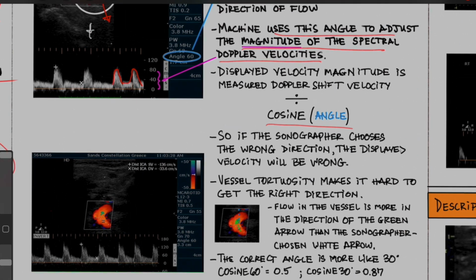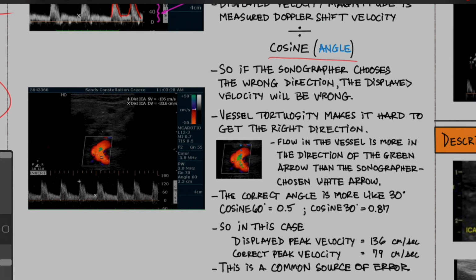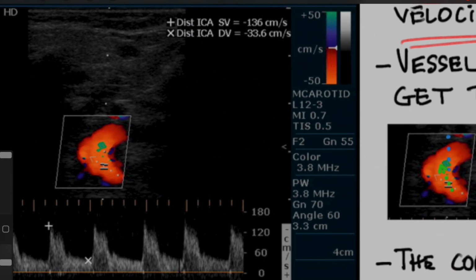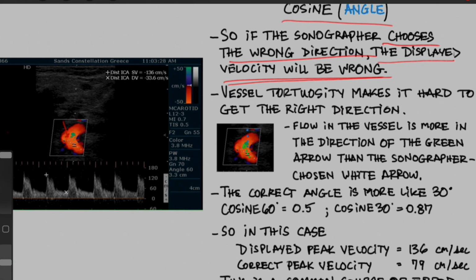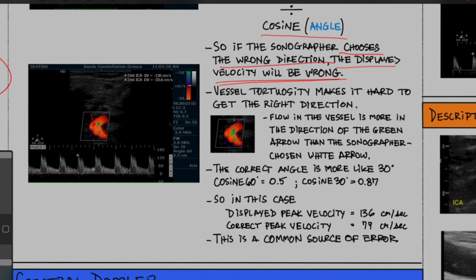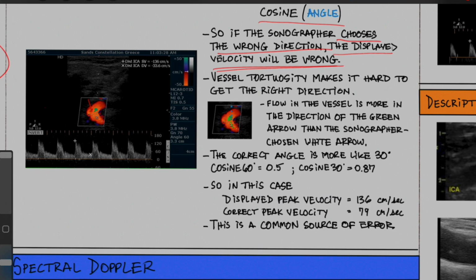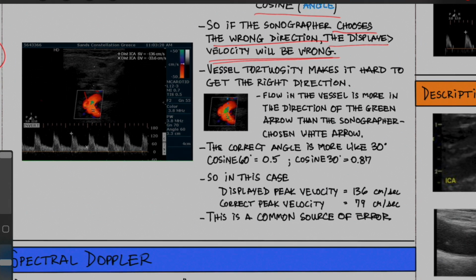So if the sonographer chooses the wrong direction, then the displayed velocity will be wrong. Again, if the arrow is in the wrong direction, right here, that arrow, then the displayed velocity will be wrong. And the error could be substantial, and this is a topic that would be tested on the boards. The RPVI exam, I guess, is what they call it.